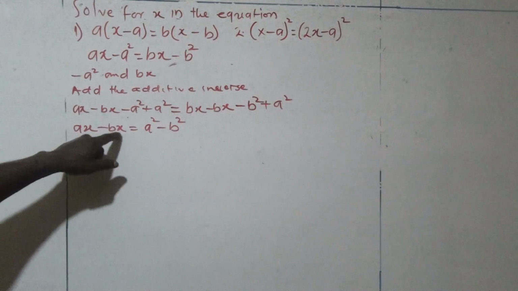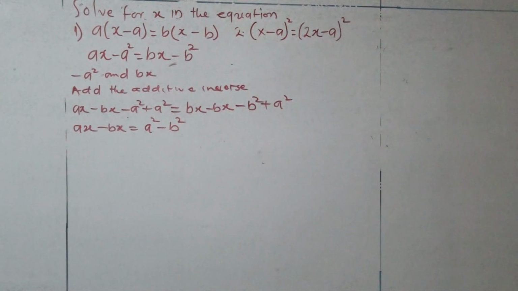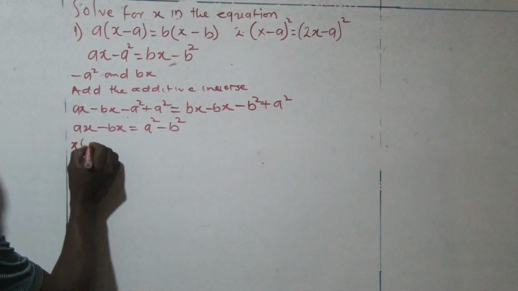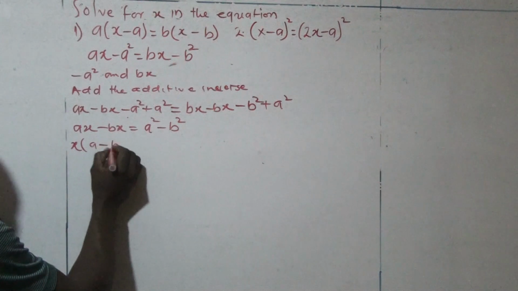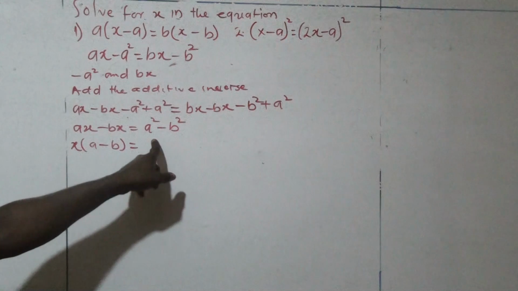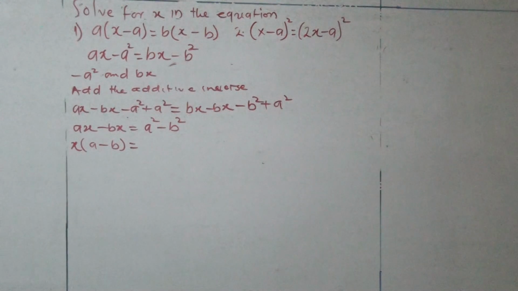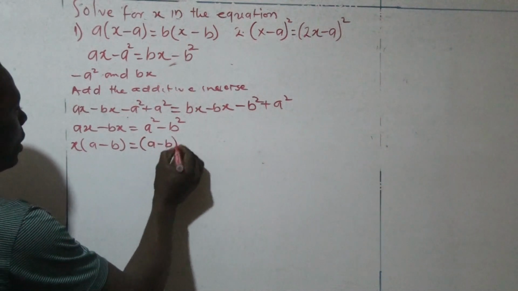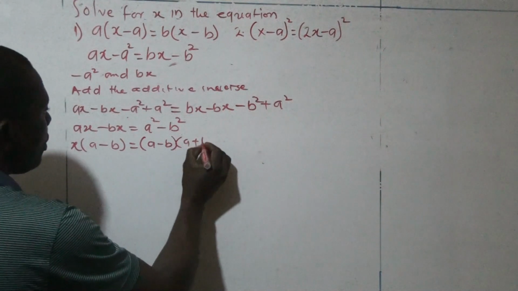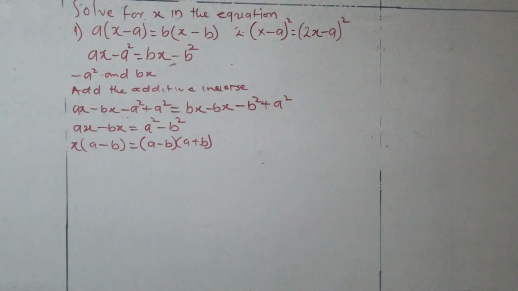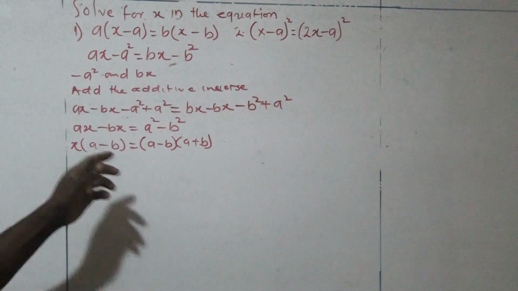So x is common here, so we factor it out. Here it becomes x into a minus b is equal to, and looking at this expression here, a squared minus b squared is typically a difference of two squares. So open bracket, this is a minus b into a plus b. By the time we do this, it's definitely going to give us the expression above.